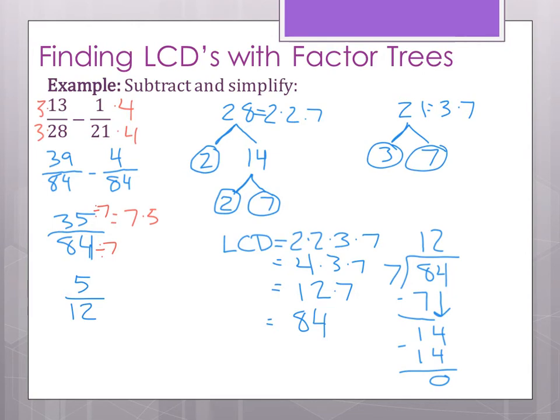5/12 is my answer. So to review this problem, factor trees made this really easy to find the common factor, and also what number we had to multiply our original fractions by to get those equivalent fractions.